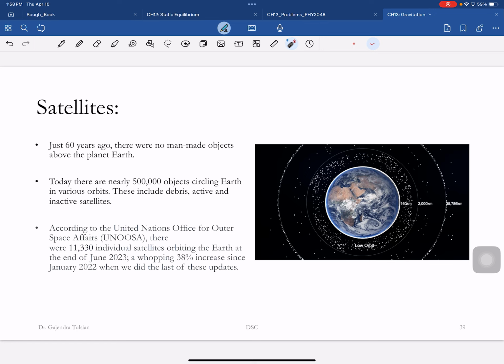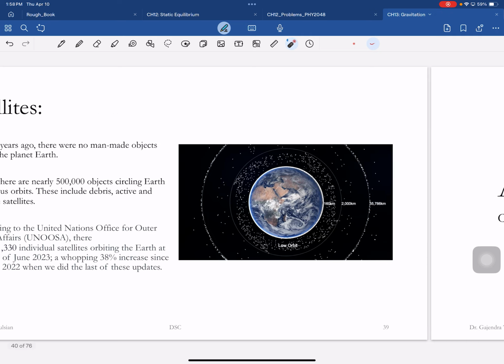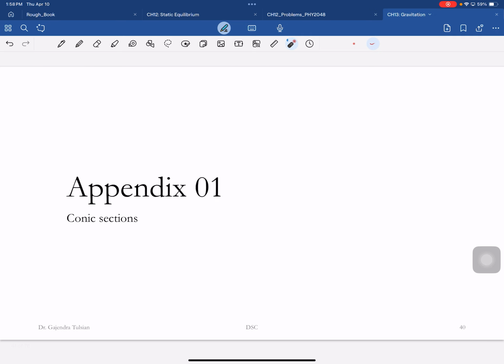The U.S. military tracks all objects bigger than a baseball. There's about 500,000 of those objects out there. Functional satellites, and there's a lot of debris out there. So these are the geosynchronous orbits. All right, that covers the concepts from this chapter.